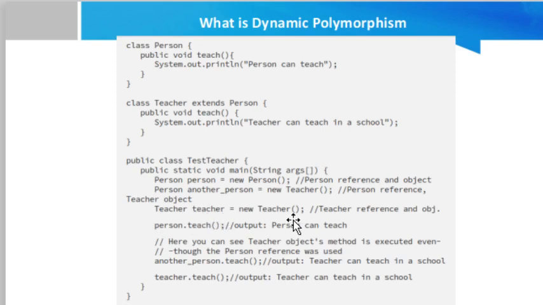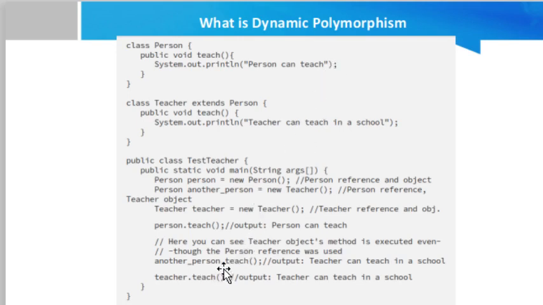Then Teacher teacher = new Teacher. So we are initializing the new Teacher, and then person.teach, we are calling the method teach. So it will print "Person can teach". Why is it printing that? See, we have created the person object of the class Person. Then when we call person.teach, it is calling the method of the parent class. So that's why it is printing "Person can teach".